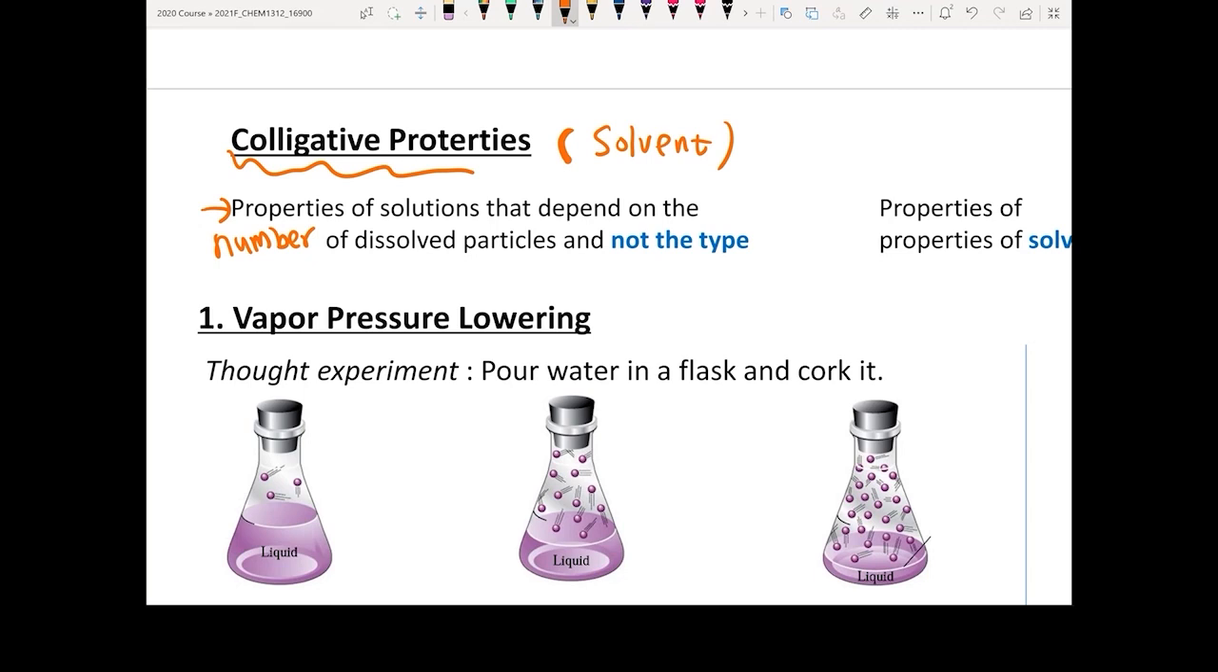It's actually the number of solute particles you throw into the solution that is going to change the properties: vapor pressure, boiling point, freezing point, and osmotic pressure. Okay, it doesn't care about what other stuff you throw in. You only care about how much of the species you actually throw into the water. So it's more about the numbers, but not about the species.